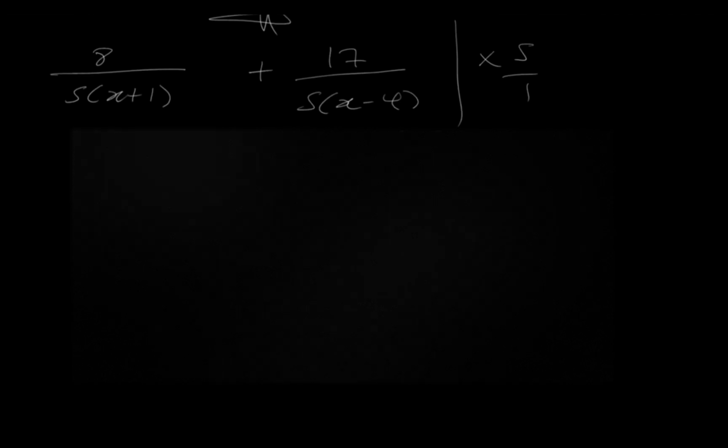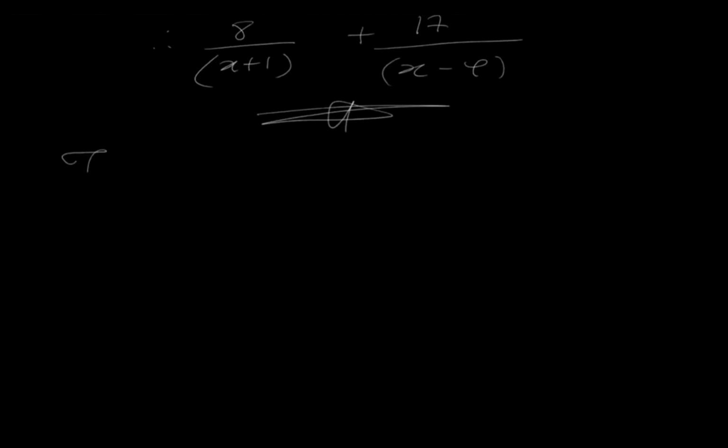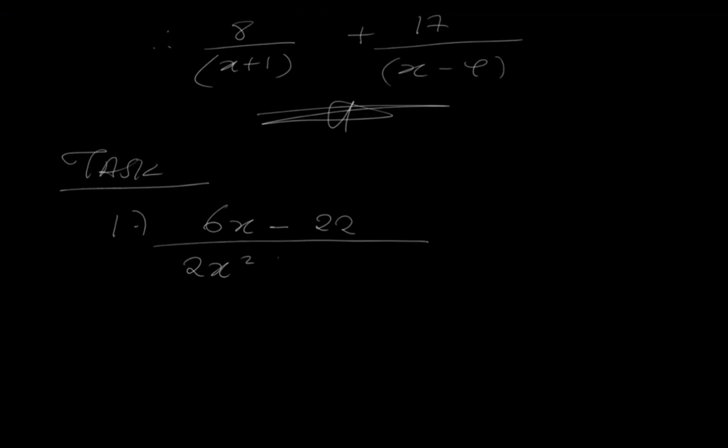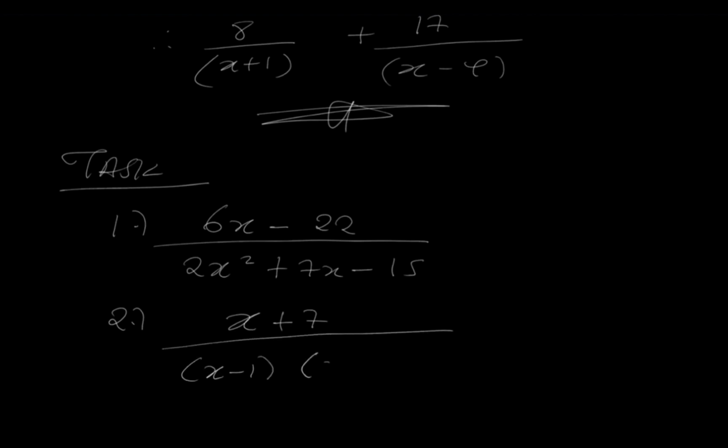Quite simple and straightforward, isn't it? Very simple, right? Yes. So since you're my class, let me give you a task now. Let me give you one task. Decompose this: (6x minus 22) over (2x squared plus 7x minus 15). Still, we'll be having this x minus 7, so plus 7 over (x minus 1), (x plus 1), (2x minus 7).